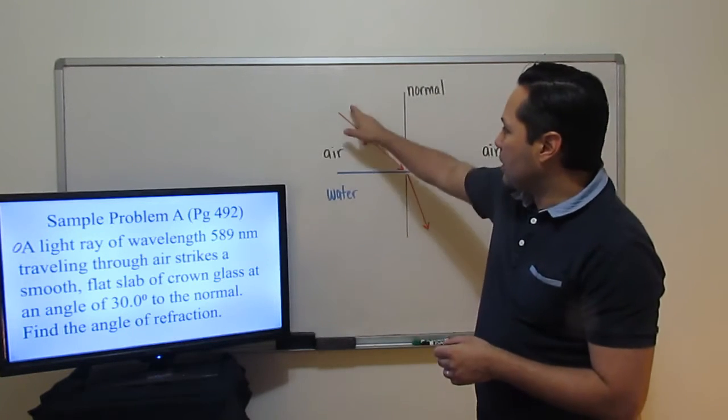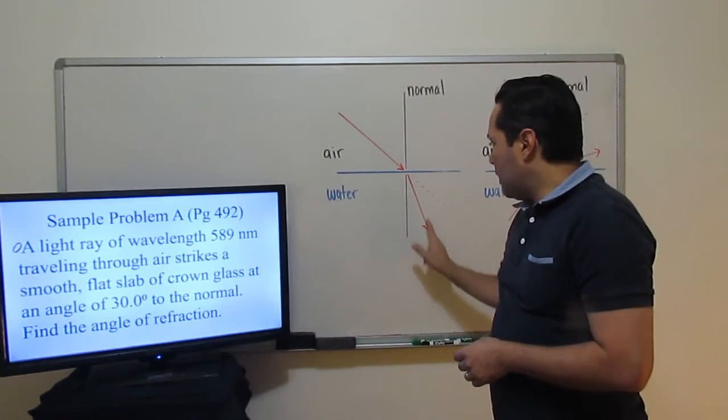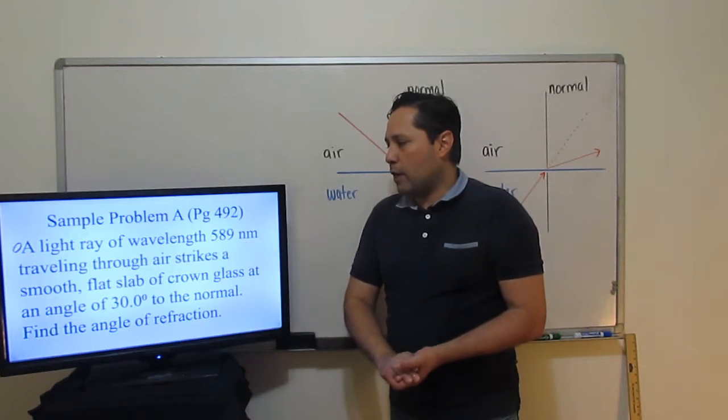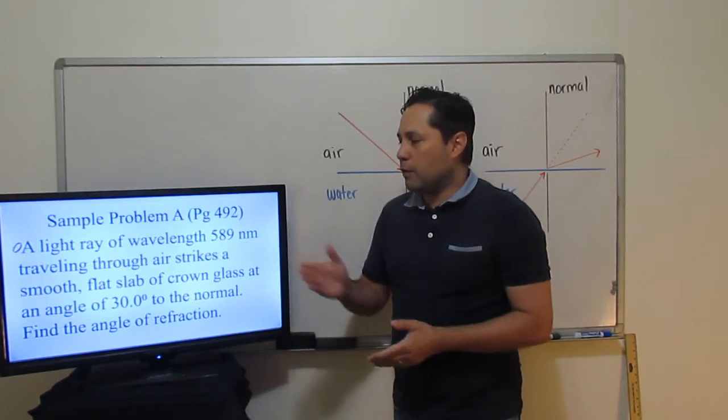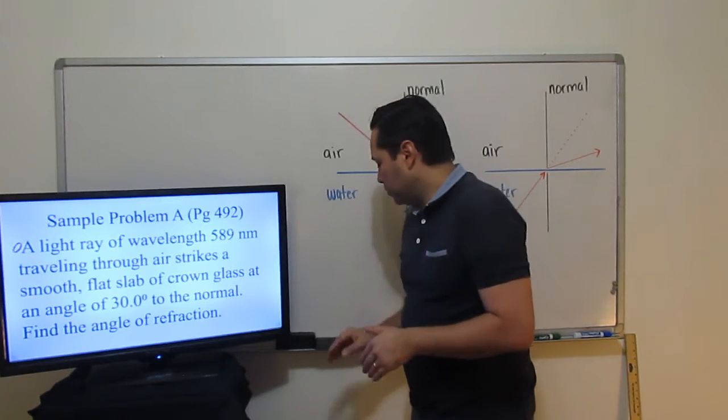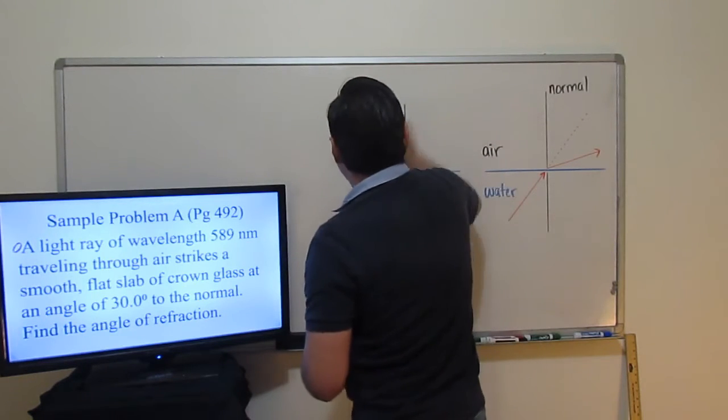So the light's coming in, it hits it, it bends. What's the new angle? It comes in at 30. By the way, this yellow light, 589 nanometers, the 589 wavelength, we don't use it for the problem. We don't need it. Alright, so let's go ahead and get to work.